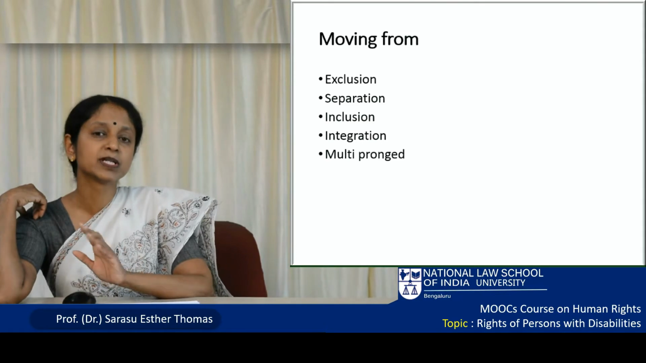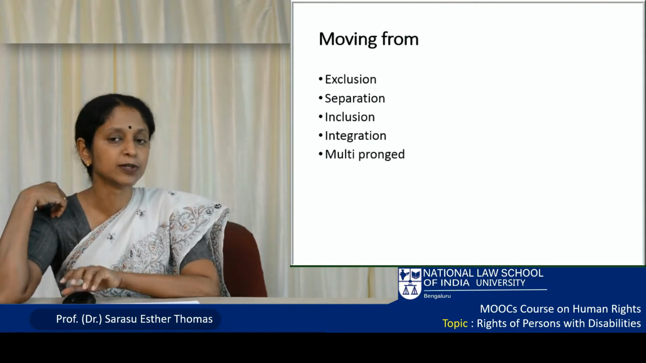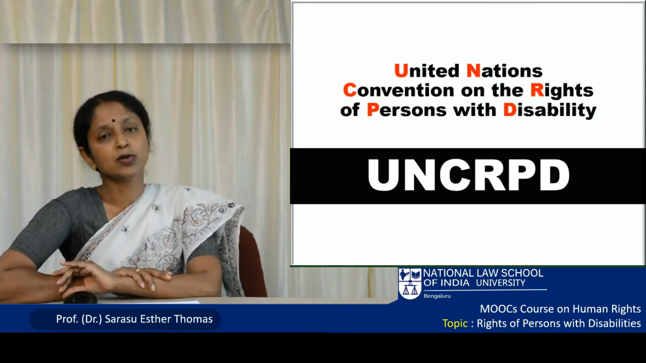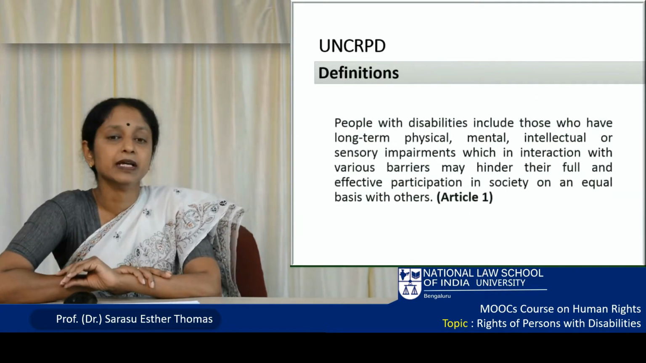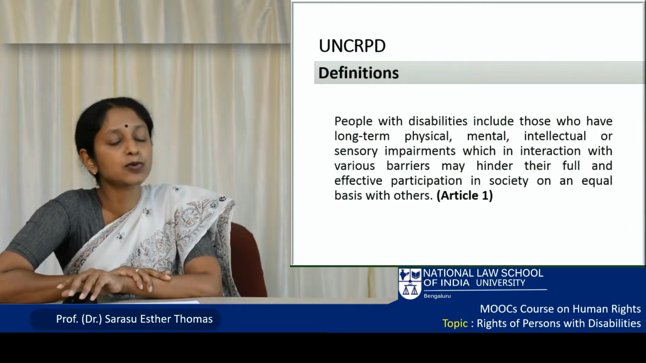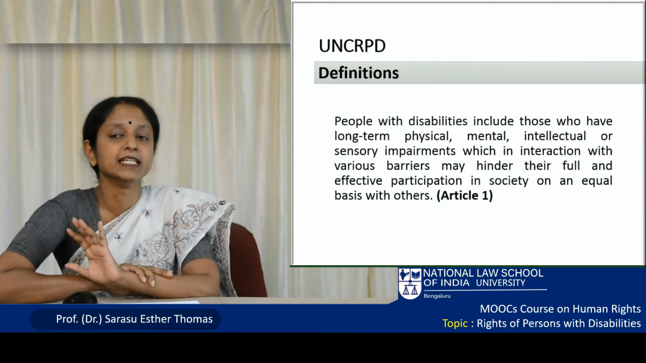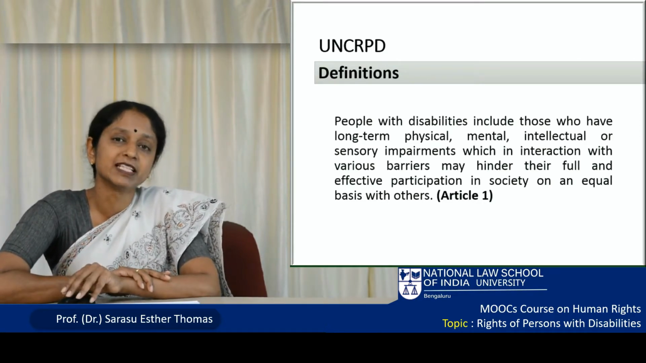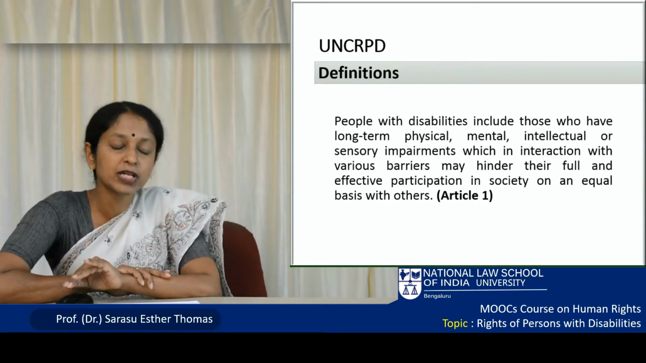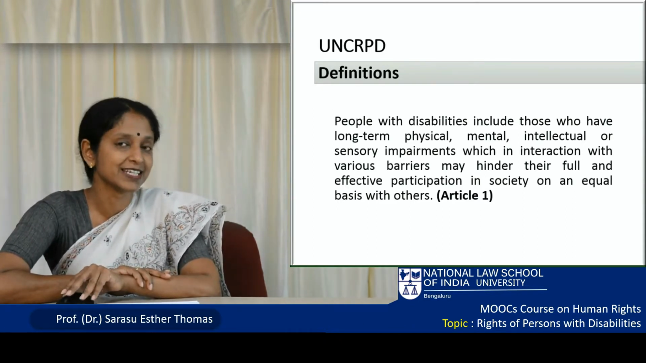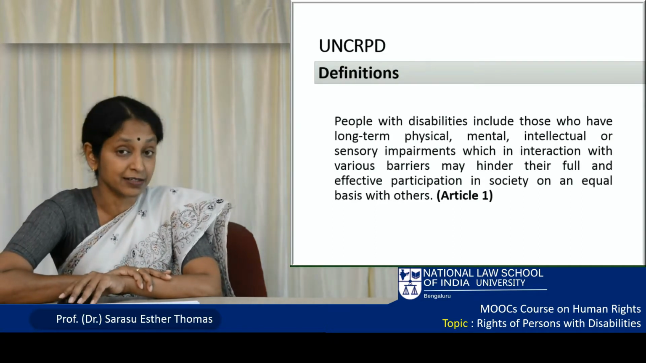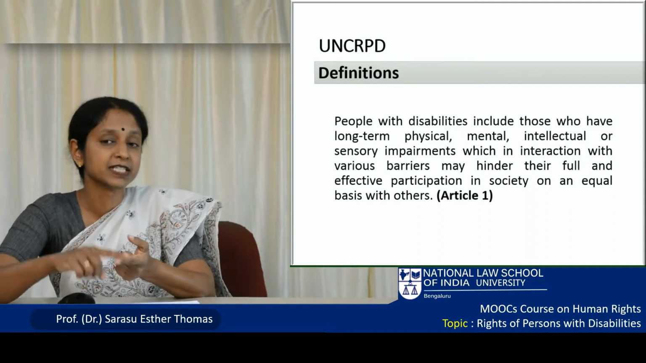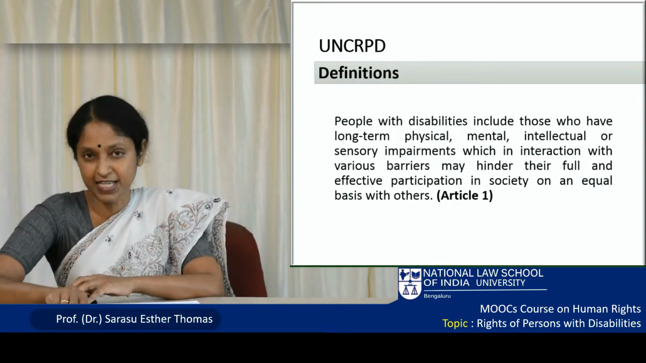Now, the most important standard that we have on disability law is what is called the UN Convention on the Rights of Persons with Disabilities. Now, let's look at the definition in this important standard. It says that people with disabilities include those with long-term physical, mental, intellectual, or sensory impairments, which in interaction with various barriers may hinder their full and effective participation in society on an equal basis with others. So it's a fairly large definition covering different kinds of disability, including physical, mental, intellectual, sensory, etc.